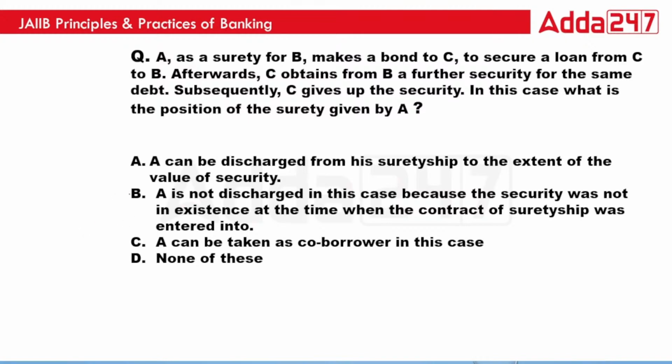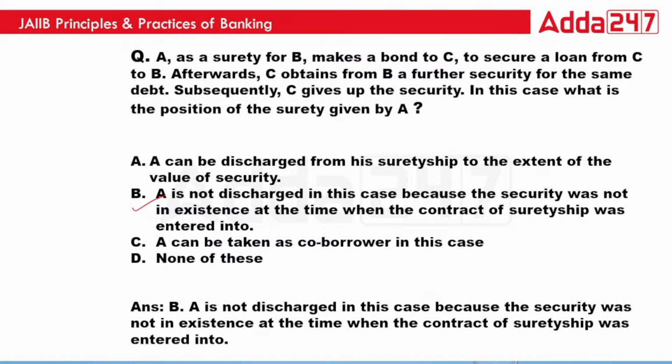Here the answer is A is not discharged in this case because the security was not in existence at the time when the contract of suretyship was entered into. So right answer is B.